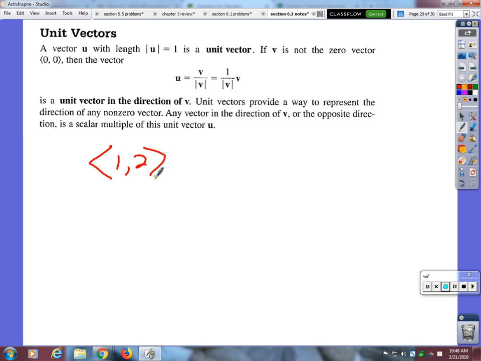All right? So we're going to call this vector v. What is the magnitude of that vector? Square root of 5. To find that, you take this squared plus this squared, then take the square root. Pythagorean theorem, basically.